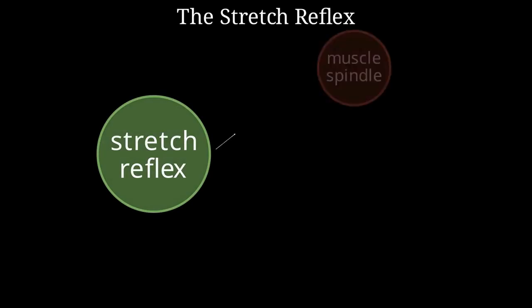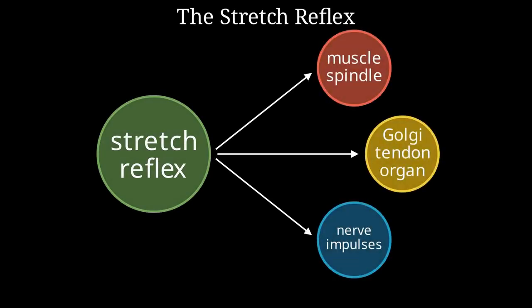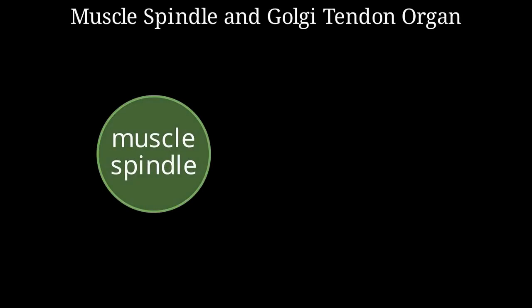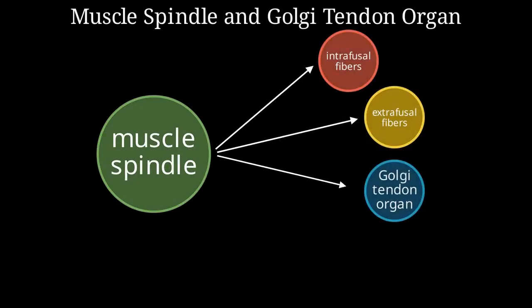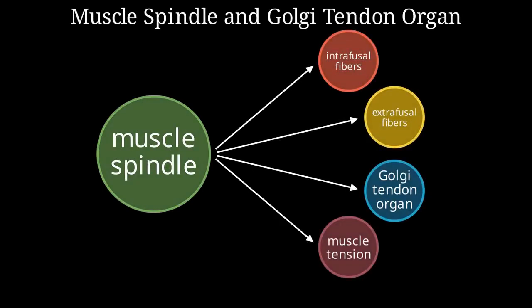The stretch reflex is controlled by afferent and efferent nerve impulses. Muscle spindles and Golgi tendon organs detect changes in muscle length and tension, triggering reflexes that protect muscles during stretching. Muscle spindles contain intrafusal and extrafusal fibers, detecting stretch and sending signals via nerve fibers. Golgi tendon organs, located at muscle tendon junctions, sense tension and help regulate muscle relaxation.